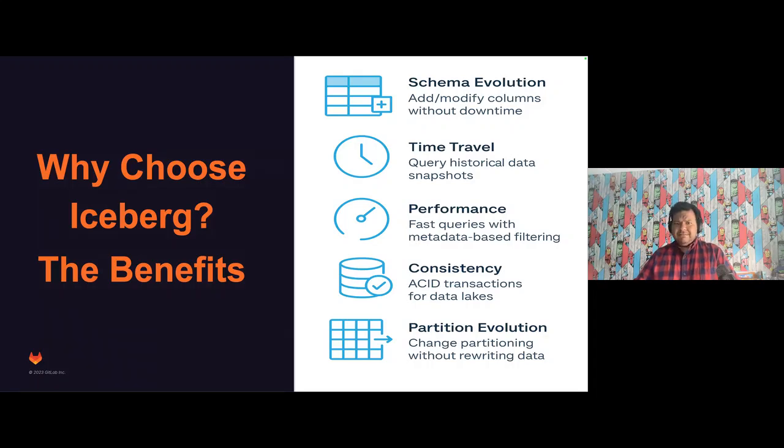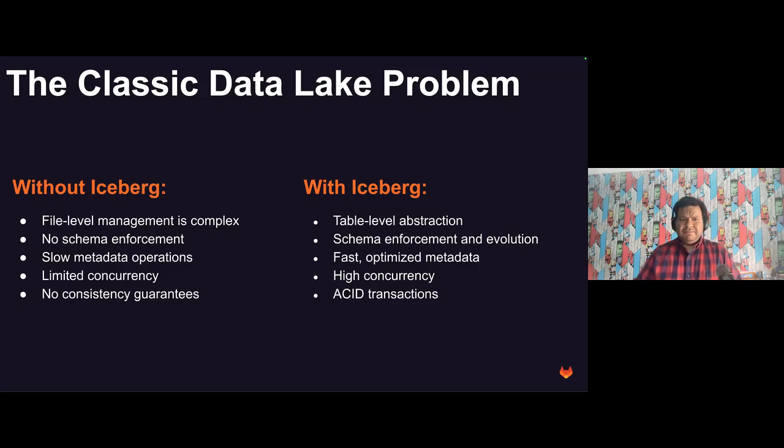Now looking at the classic data lake problem. Without Iceberg, file-level management is complex, there is no schema enforcement, slow metadata operations, limited concurrency, and no consistency guaranteed. When it comes to Iceberg, we have table-level abstraction, schema enforcement and evolution, fast optimized metadata, high concurrency, and asynchronous transactions. So in a simple example, why does Iceberg win? What's the difference? One handles growth and changes gracefully, but the other breaks when adding a new column.